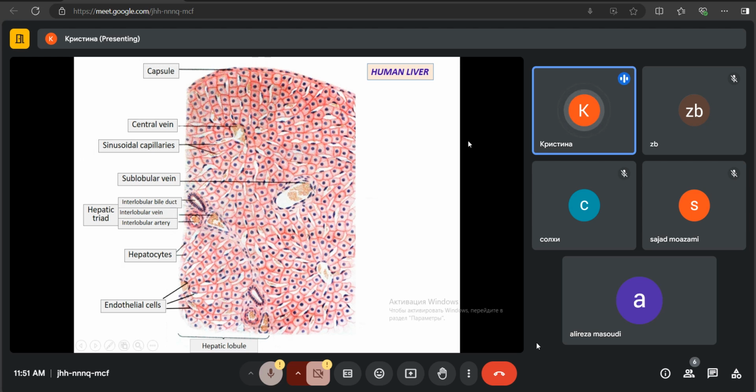As I said previously, it is very hard for us to see anything in the preparation of human liver because of almost absence of connective tissue normally. So we should look to the blood vessels to see anything on this preparation. So first of all, central vein, how it looks like.